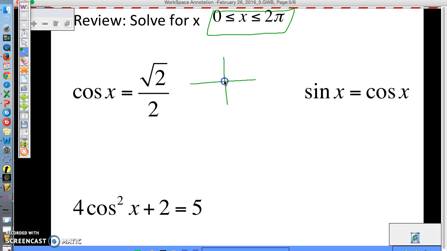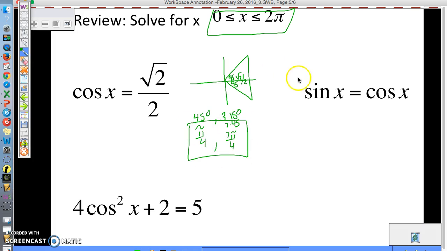Well, cosine is the x, and it's positive. So here's our cosine of root 2 over 2. I know that's 45-degree reference angles. So we know that it's 45 degrees. Down here is 315. So I know that this is pi over 4, and I know this is 7 times 45, so we have 7 pi over 4.